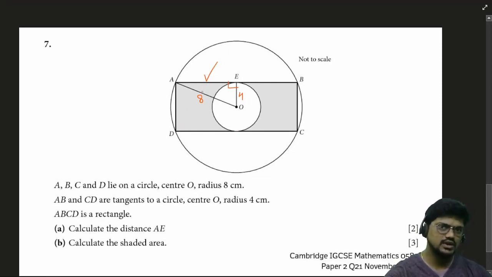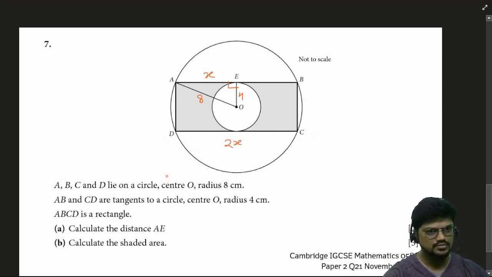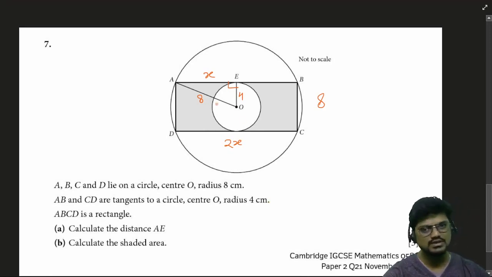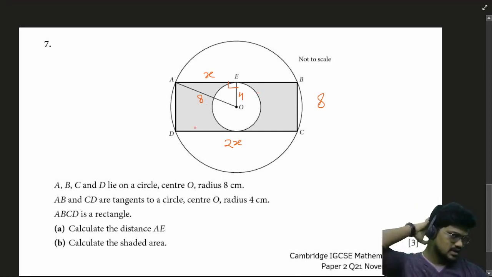Once you get it, suppose this length is x, so DC will be 2x. Yes or no? Yeah. And suppose this is 4, BC will be how much? 8. Yeah, sir, I got how to do that. That's it. Then you'll get the area of the rectangle, and the area of the circle you know already. You can subtract and you'll get the answer. Easy?